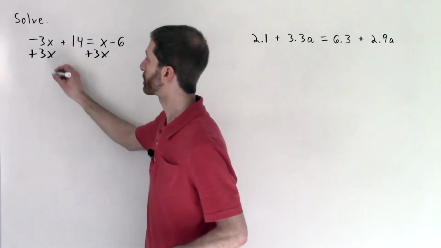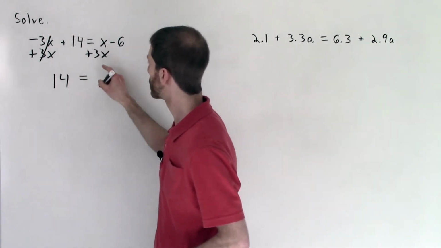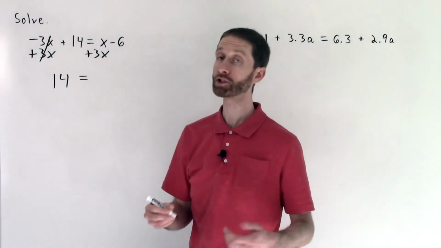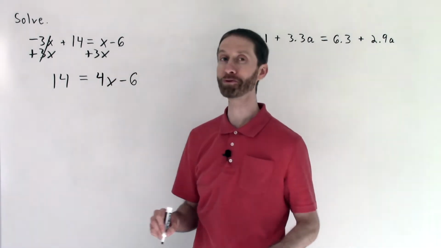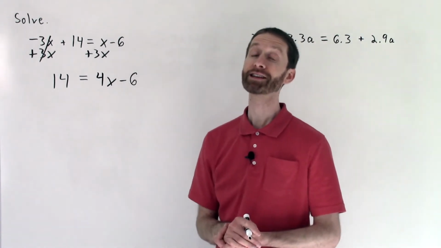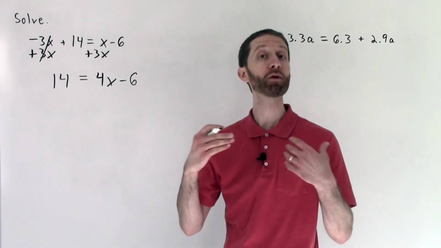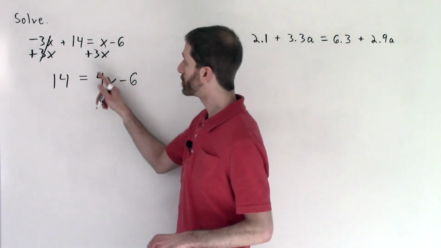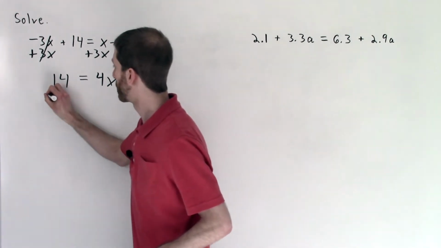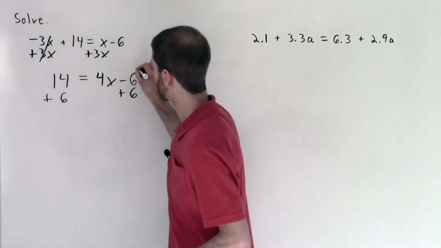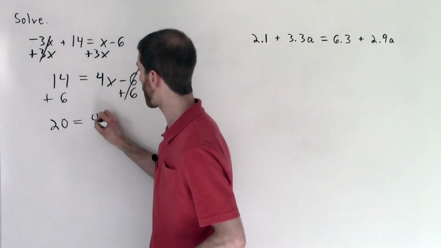Negative 3x plus 3x cancels out, leaving us with 14 equals, when I add 3x to x, we get 4x minus 6. What's very nice about this is that we now just have a simple two-step equation, and this is something that you've solved before. So to undo the order of operations, we are going to add 6 to both sides. The 6's cancel, and we're left with 14 and 6 is 20, which is equal to 4x.